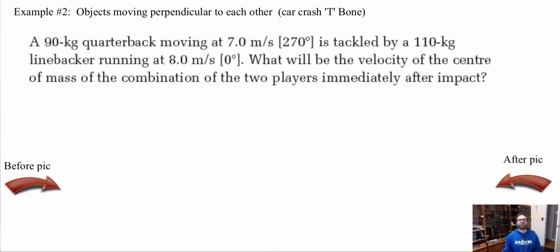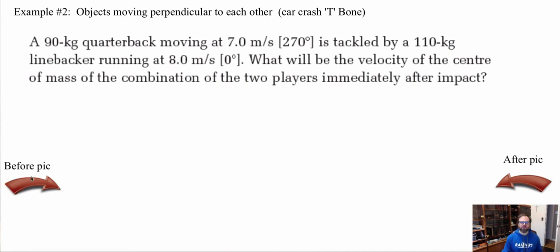We have a 90 kilogram quarterback moving at 7 meters per second at 270 degrees, which is south, who is tackled by a 110 kilogram linebacker running at 8 meters per second, moving at 0 degrees, which is to the east. What will be the velocity of the center of mass of the combination? Combination means they're coupling together, the two players, immediately after impact.